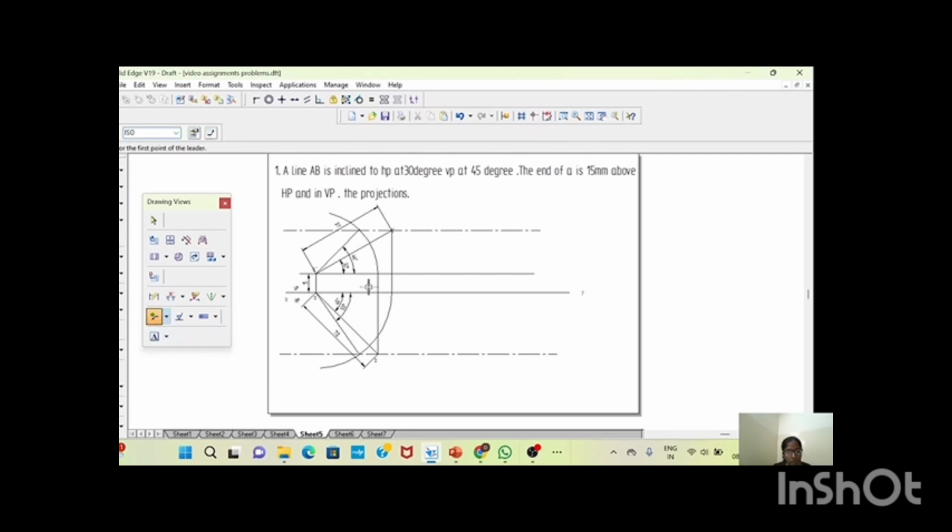We have to select the leader. We have to show the arrow mark through the downward direction. And these lines we have to make it to 0.50 mm. And we have to cut the unwanted lines using the trim option.